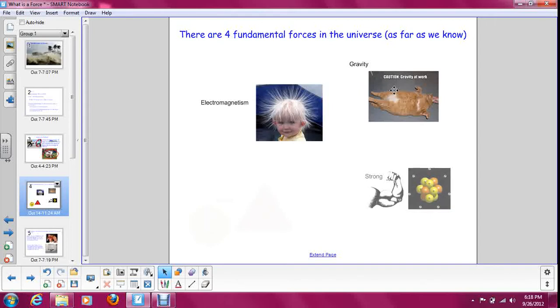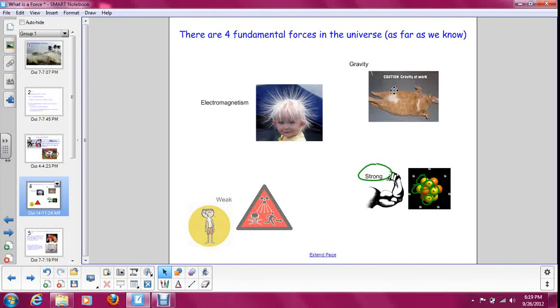The third force is called the strong force, and it's what keeps the nucleus of atoms together. Technically, all of the little protons in the nucleus are repelling each other. They want to get away from each other as far away as they can, but they don't fly apart. The reason they don't fly apart is the strong force. And finally, we have the weak force, and this is what's associated with radioactive decay.